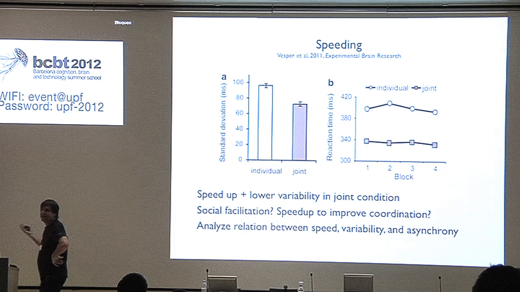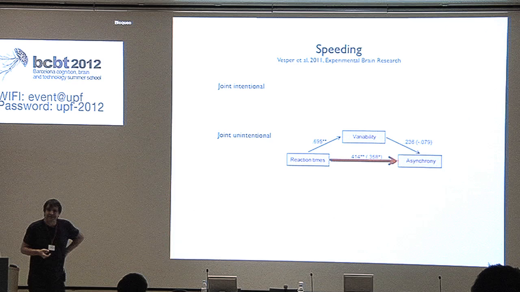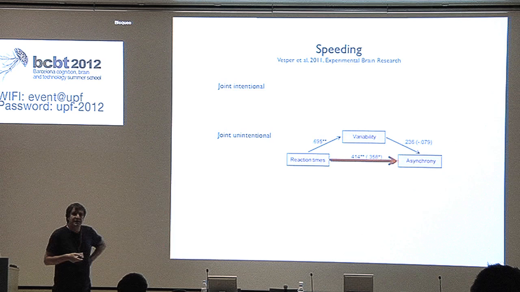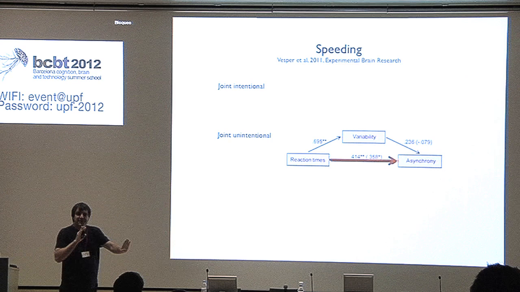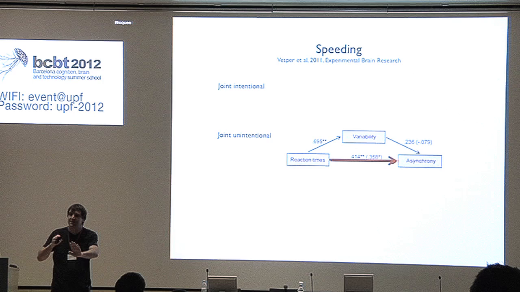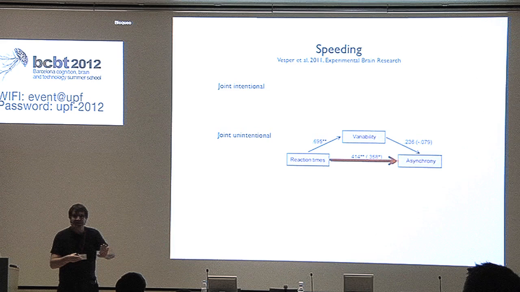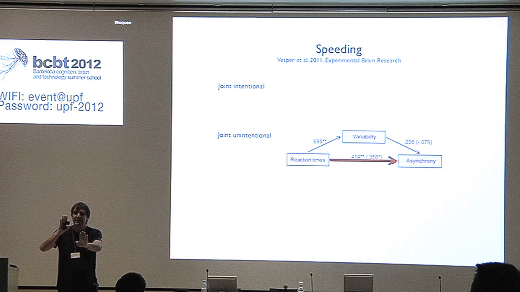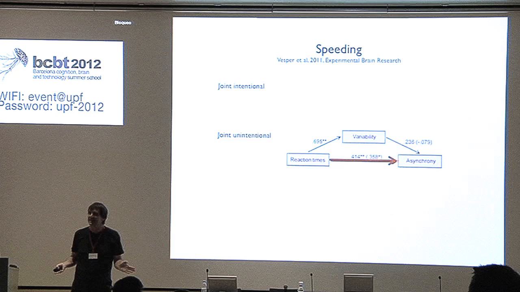Thus, we performed a second analysis. What we are looking at here are the correlations between reaction times, variability, and asynchrony between the two reactions of the people. That's the time difference between the two reactions. Does that make sense? We talked about RTs and variability, which are individual parameters, and the asynchrony is just the time difference between the two reactions. And we look at the correlations between these variables.